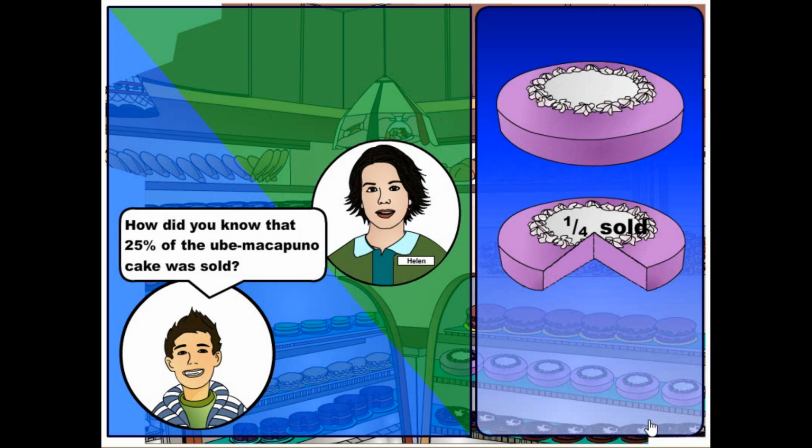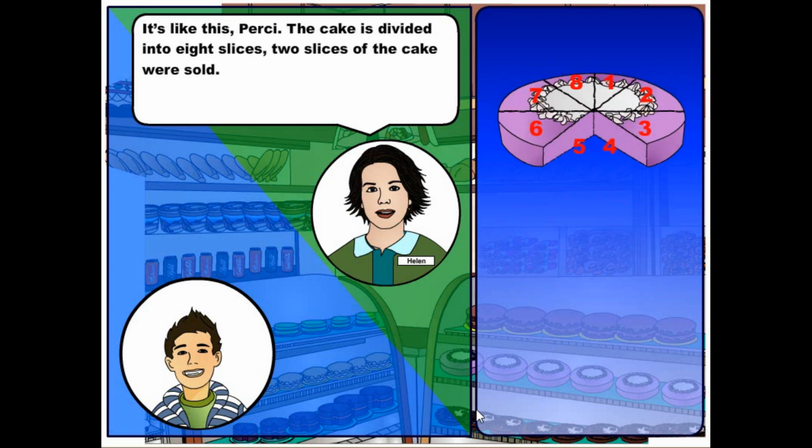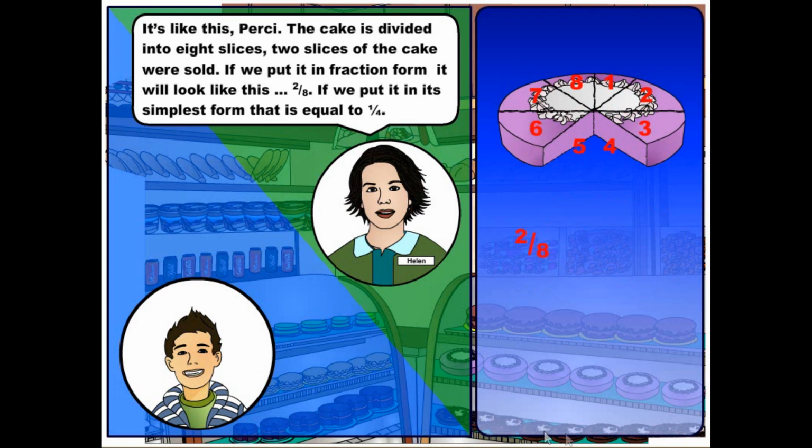How did you know that 25% of the ube makapuno cake was sold? It's like this, Percy. The cake is divided into 8 slices. 2 slices of the cake were sold. If we put it in fraction form, it will look like this: 2/8. If we put it in its simplest form, that is equal to 1/4.